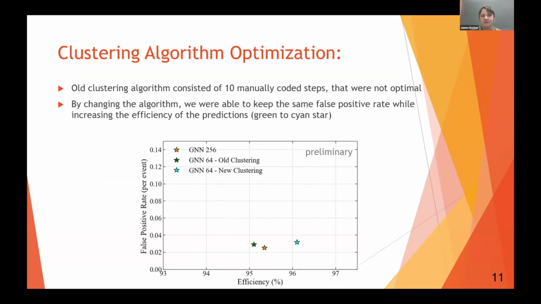The next interesting result was the clustering algorithm, which actually allowed us to increase the efficiency in a really good way. As I mentioned, what the clustering algorithm does is take the GNN per-track predictions and give us the final list of the PVs. So it's a very important part of this whole process. What we did is look at the 10 manually coded initial steps, look at what each step does, merge some steps that were not combined in an optimal way, and decrease the overall number of steps. So it's also faster. And as you can see from the green star over here to the cyan star over there, it has much better performance.